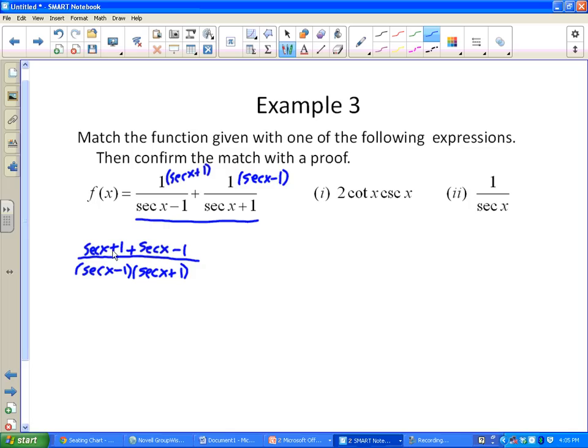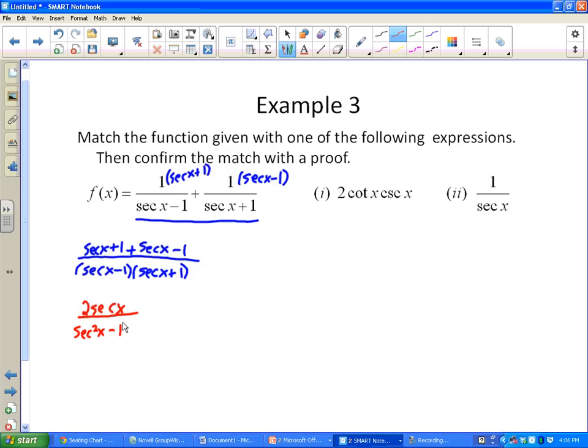And then secant x plus 1 plus secant x minus 1, well, there's going to be some things that simplify there. Secant x plus secant x is the same as saying x plus x. X plus x gives me 2x, so secant x plus secant x gives me 2 secant x. 1 minus 1 gives me 0, so I don't need a number there anymore. On the bottom here, we want to FOIL this out because it's going to give us secant squared x. Outer and inner cancels out, and then I get minus 1.